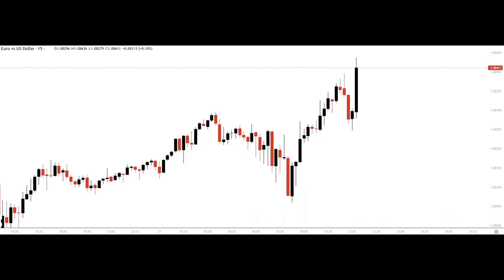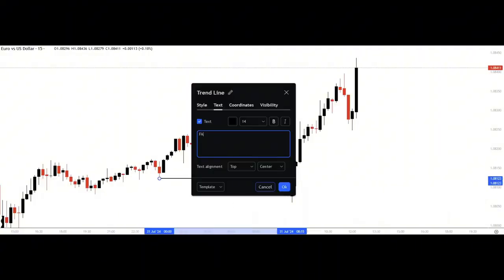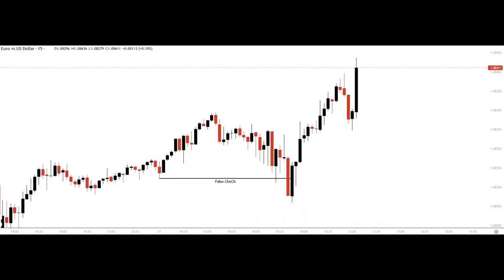And with applying market structure knowledge, right here we got a change of character. A change of character is usually the first indication of market reversal, but the market did not reverse. It still kept pushing to the upside, making this a fake change of character. This type of movement is also named a liquidity sweep.